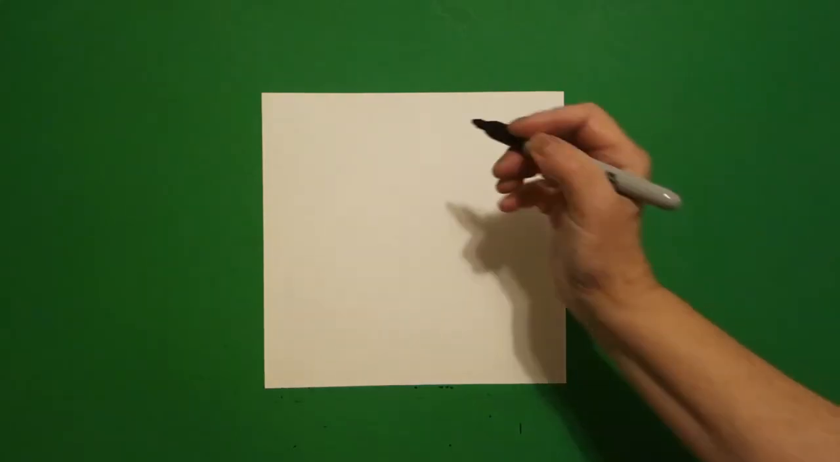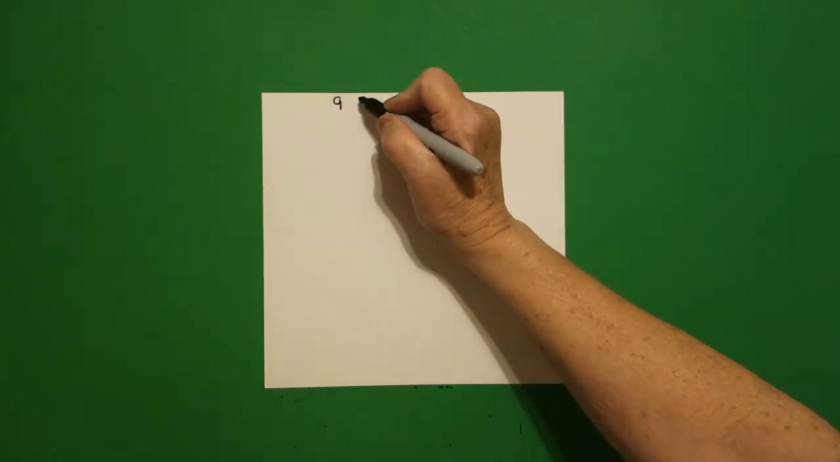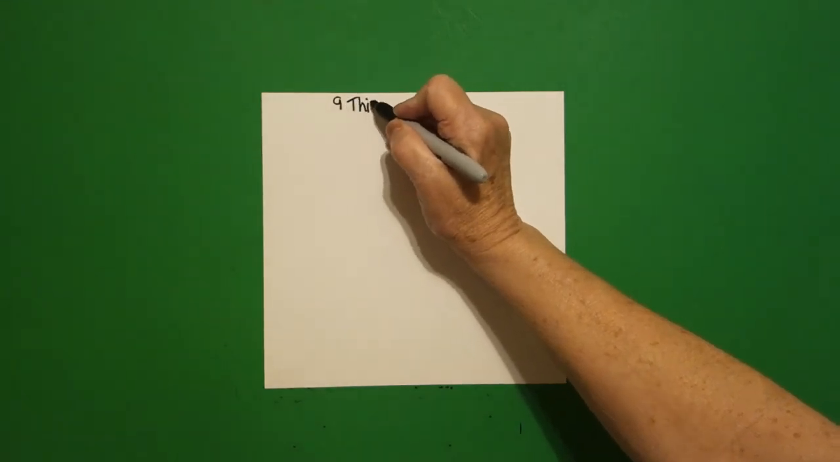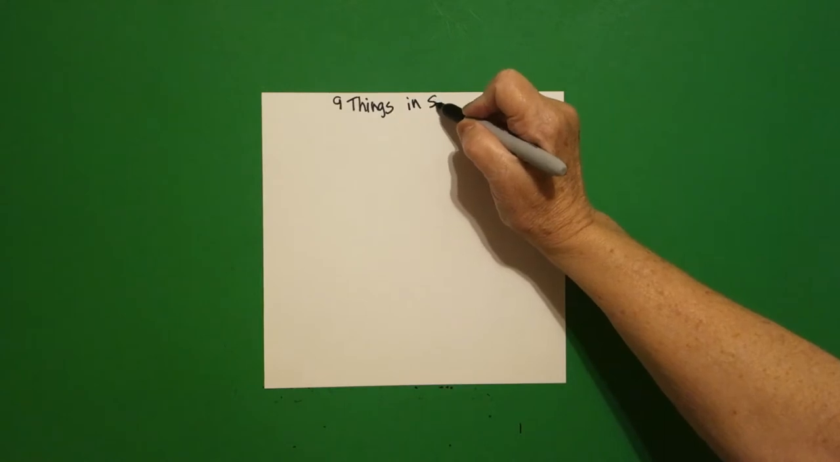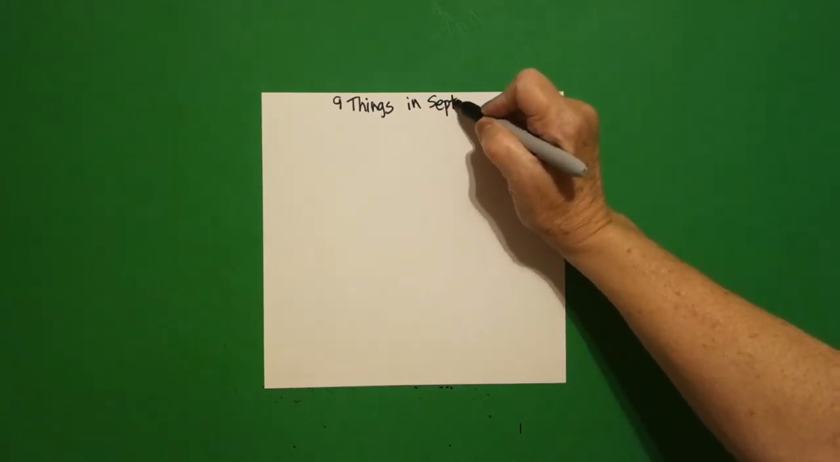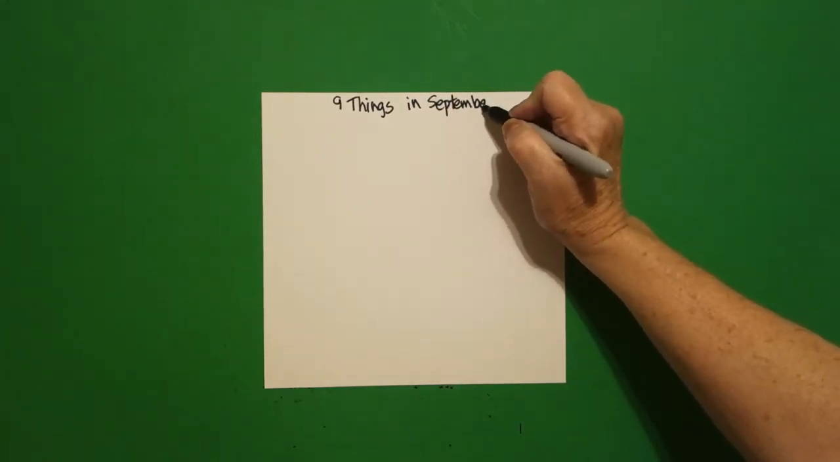Okay, let's draw. Today's project is 9 things in September. And this is a very busy month.